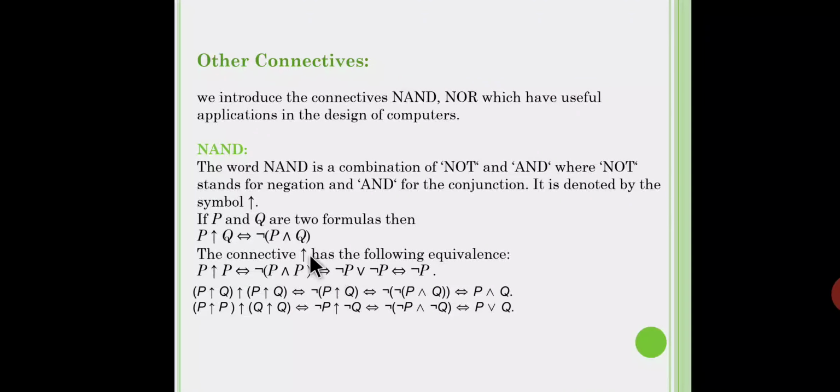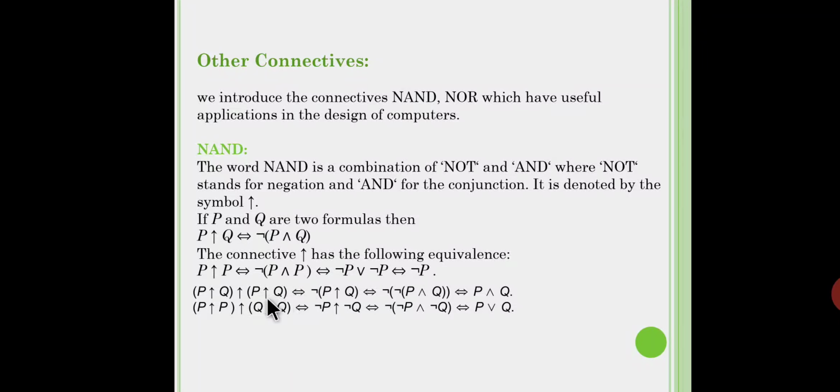Some more equivalence relations are as shown below. P upper arrow P. Upper arrow means NAND, so P NAND P is equivalent to negation of P and P, from the basic rule. From this rule we write P NAND P, which is equivalent to negation of P and P. This is, by De Morgan's law, negation P or negation P. By the idempotent law, this value is equal to negation P.